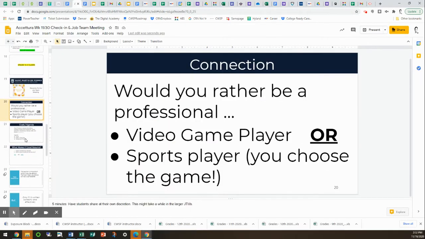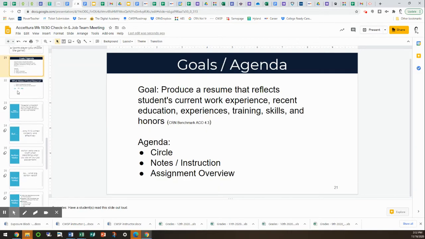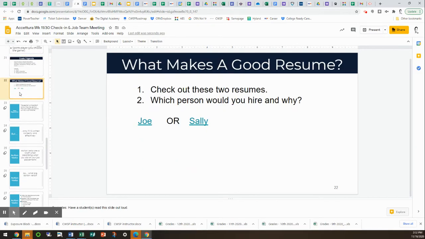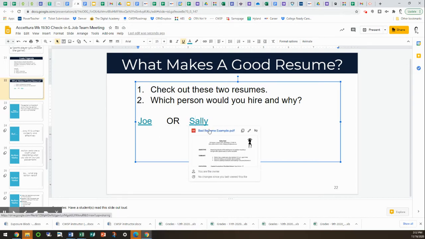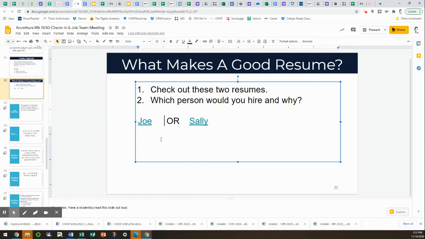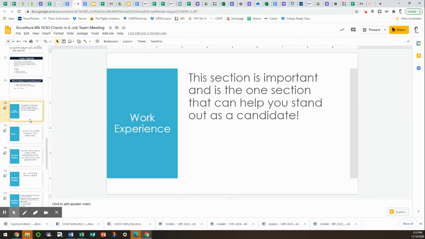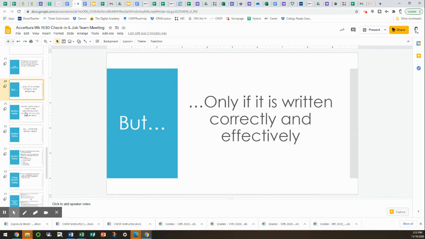So we're going to start very similarly to our freshmen, but this time we're going to be talking about what makes a good resume. Here I've linked two different resumes and you can share these with the students. They're actually named good and bad examples, so we can rename them if we want, or you can just display them on your screen. Have the students notice the differences and which person they would hire.